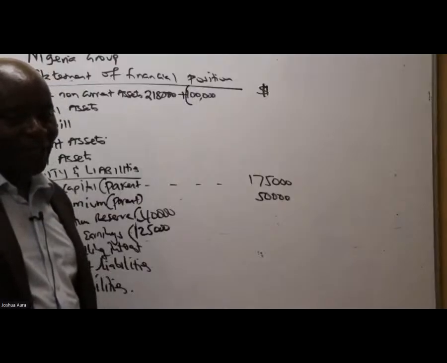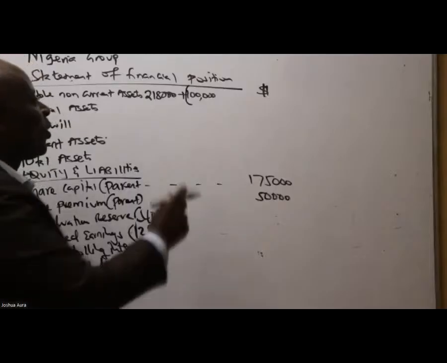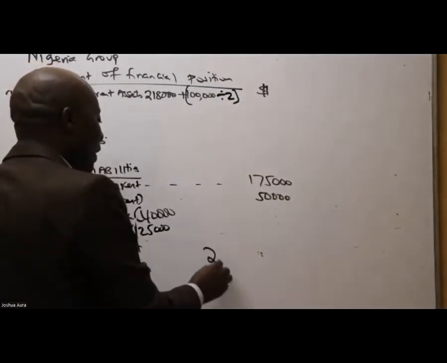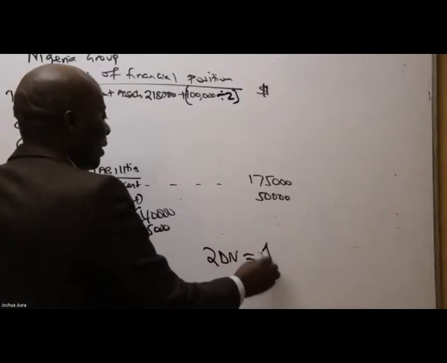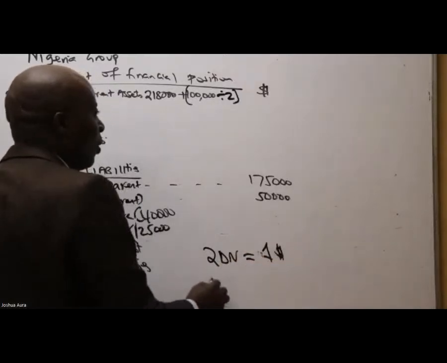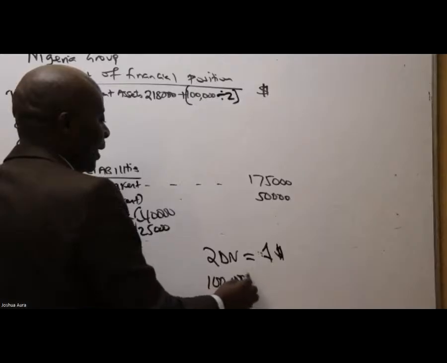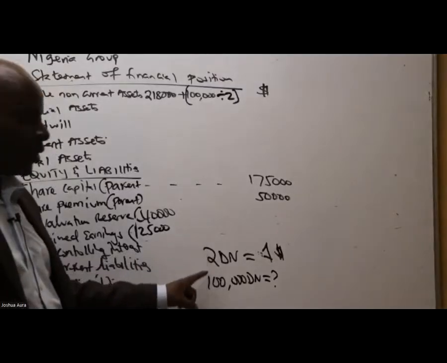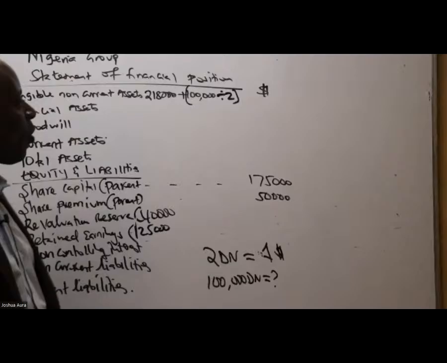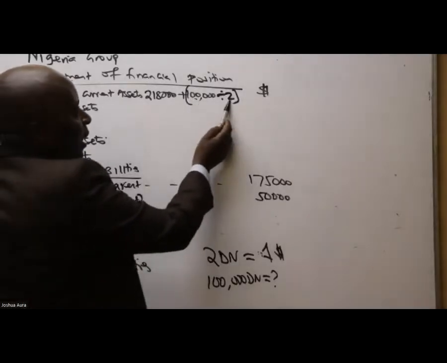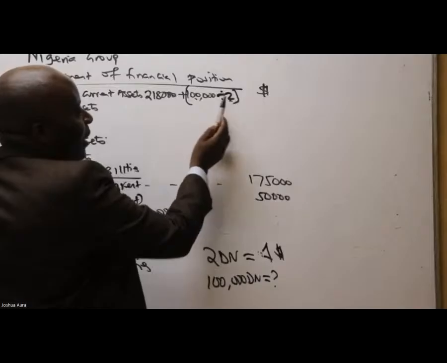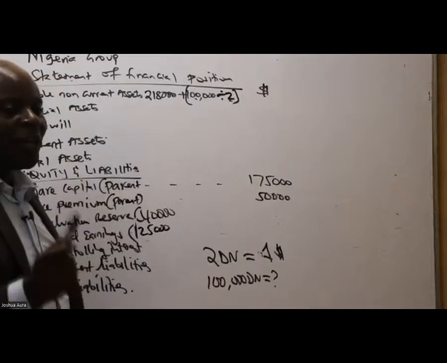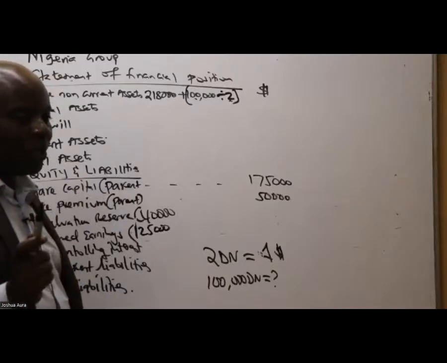Divide, isn't it? So we divide by the 2 like that. Why are we dividing? It's because they have told us 2 DNs equals $1. So how about 100,000 DNs? If you cross multiply, at the end of the day, you'll realize you're supposed to be dividing. After all, these are DNs and these are DNs, and there is no way you can multiply DN with DN; you'll end up getting DN squared. No way.